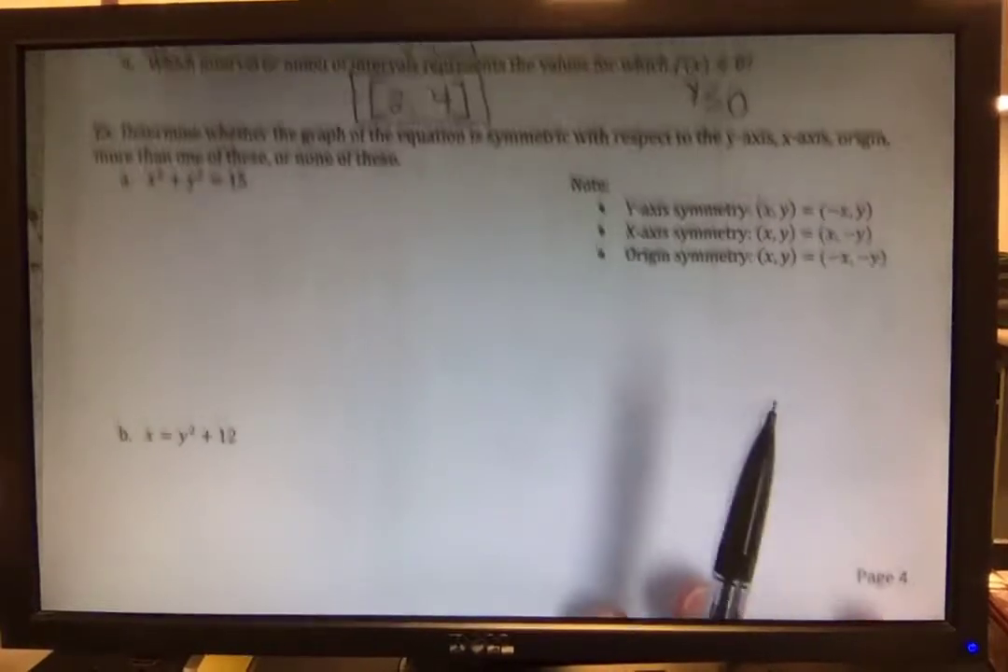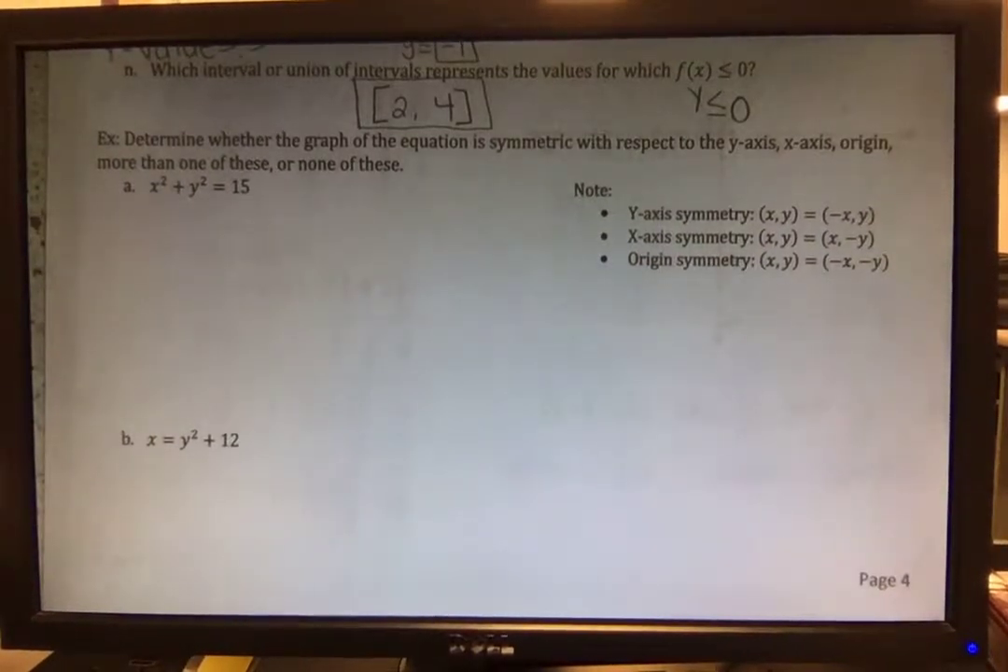Next example, it says determine whether the graph of the equation is symmetric with respect to the y-axis, the x-axis, the origin, more than one of these, or none of these. So example A says x squared plus y squared equals 15. We have a little note over here. I kind of gave you the little rules.